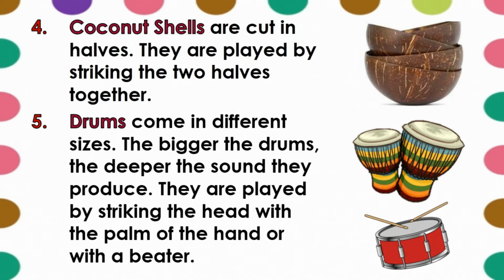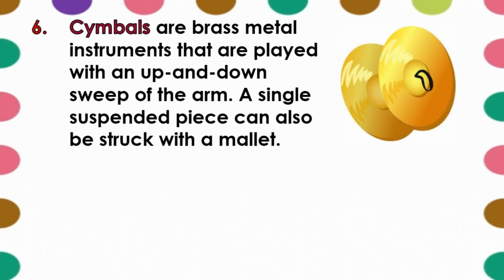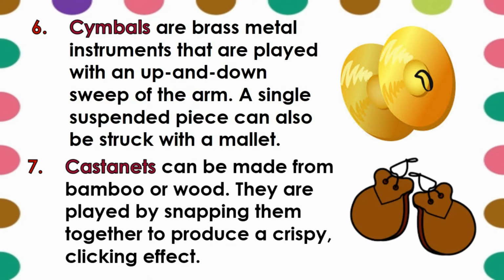They are played by striking the head with the palm of the hand or with a beater. Sixth is cymbals. Cymbals are brass metal instruments that are played with an up and down sweep of the arm. A single suspended piece can also be struck with a mallet. Seventh, castanets. Castanets can be made from bamboo or wood. They are played by snapping them together to produce a crispy clicking effect.